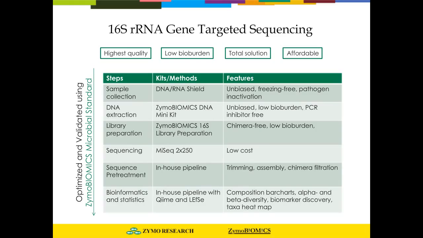For our services, we recommend our customers collect samples in DNA/RNA Shield for unbiased microbial preservation and pathogen inactivation. We use the ZymoBIOMICS DNA Miniprep Kit for unbiased DNA extraction, and we use ZymoBIOMICS low bioburden DNA polymerase for low bioburden control, and we limit PCR cycles to control PCR chimera formation. The DNA extraction and library preparation were performed in an ultra-clean room to prevent process contamination. And most importantly, all our workflows and pipelines have been optimized and validated using the ZymoBIOMICS microbial standard.